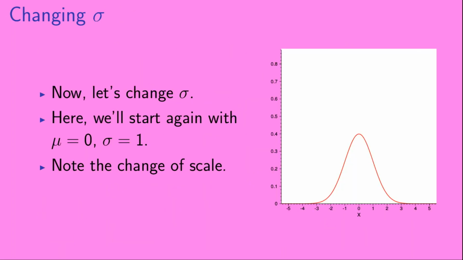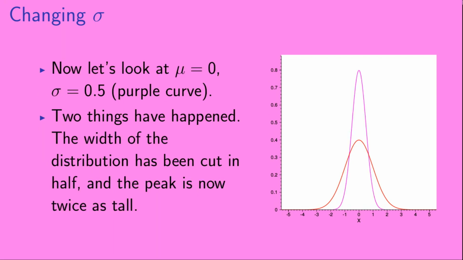Okay, so now let's see what happens when we change sigma. Here we'll start again with the case mu equals 0, sigma equals 1. And note that we've changed the scale compared to our previous plots. Okay, now let's look at the case mu equals 0, sigma equals 0.5, shown here in the purple curve. So two things have happened. First, the width of the distribution has been cut in half, and second, the peak is now twice as tall as it was before.